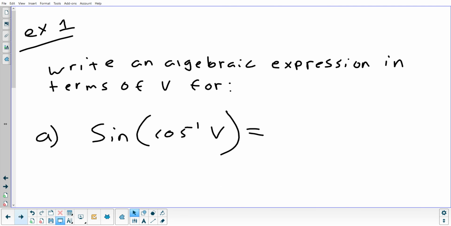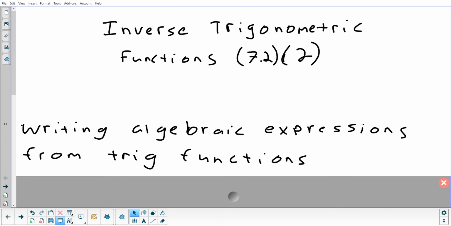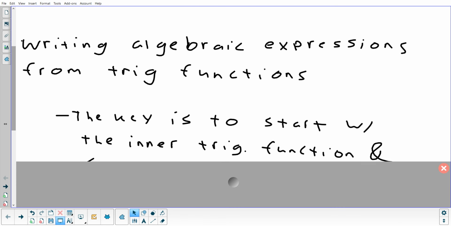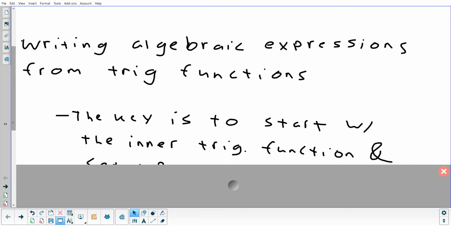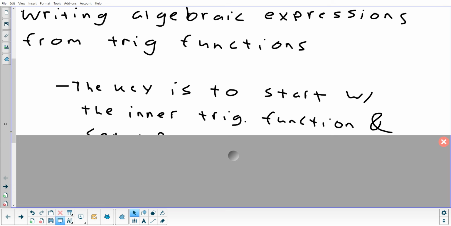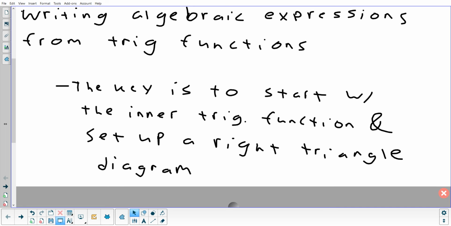And when I talk about this problem, I'm going to refer to it as having an inner and an outer trig function. The inner trig function is what's on the inside, and the outer is what's in front. And the key to doing what I just said there is to start with the inner trig function. And a lot of times what we're going to want to do is take that inner trig function and use it to draw a diagram.